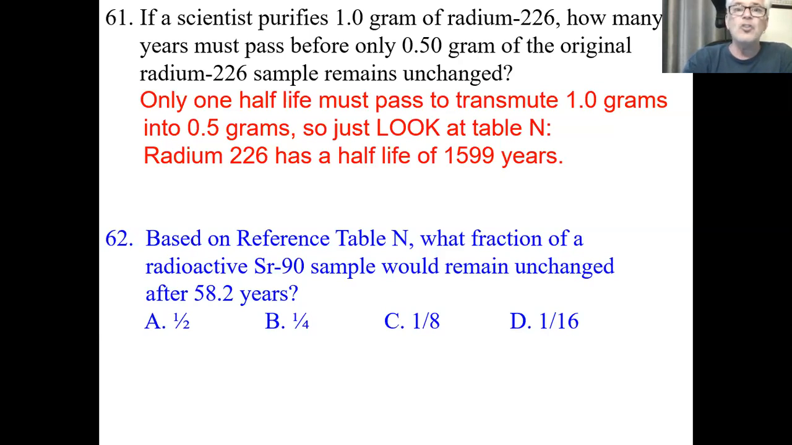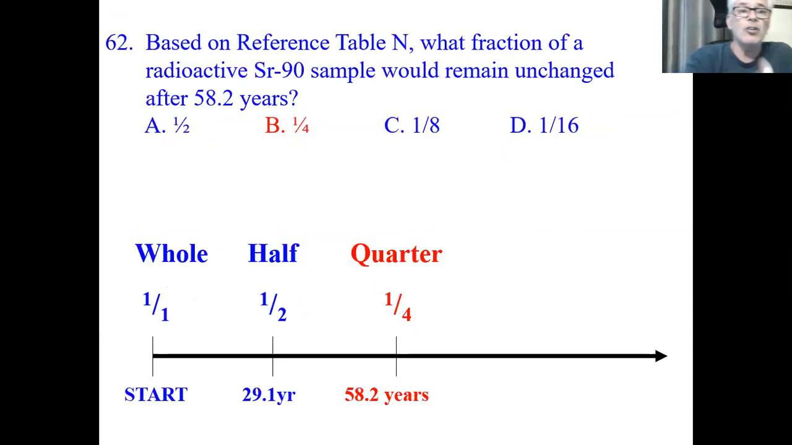Question 62. What fraction of radioactive strontium would remain unchanged after 58 years? This is definitely a T-chart problem. You've got to set up a T-chart. At time 0, we start with the whole amount, 1 over 1. In 1 half-life, we'd have a half. 2 half-lives, we'd have a quarter. 3 half-lives, we'd be down to an eighth. In 1 half-life, which happens to be 29.1 years, we'd have half left. After 58.2 years, which is the length of 2 half-lives, we'd only have a quarter. 1 quarter would be left, and 3 quarters would have changed.